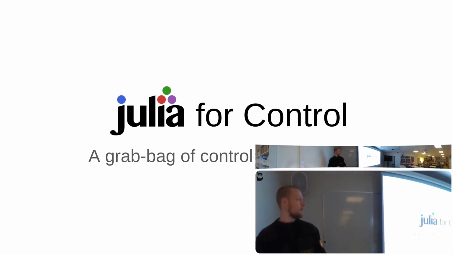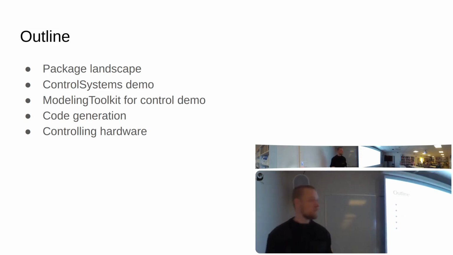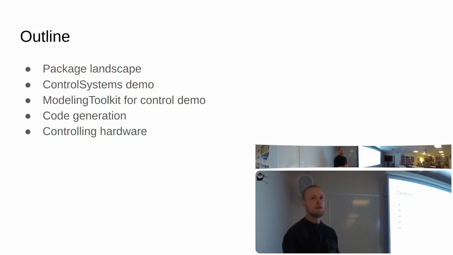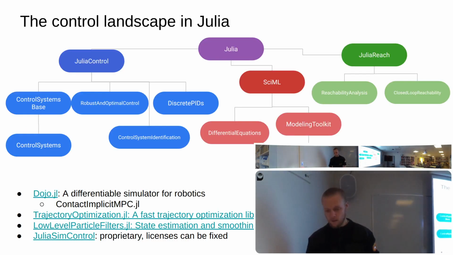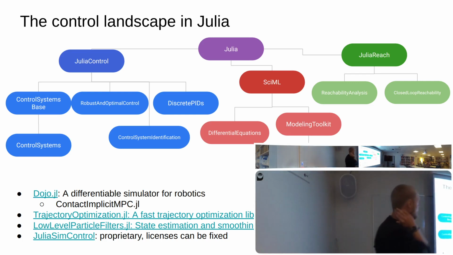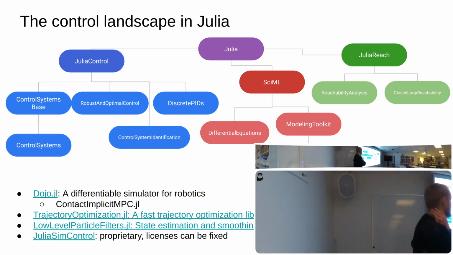So we will have some demo of the control system package and related packages, and we will have some demo of ModelingToolkit, how we can use that for control. We will also talk very briefly about code generation. So that's taking Julia code and generating some other code, right? It might be C or it might be just native code. And then we'll very briefly talk about how we can control hardware, maybe in the laboratory rooms with the students when they do labs. So here is a map briefly of the control landscape in Julia.